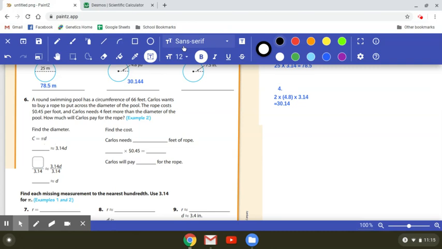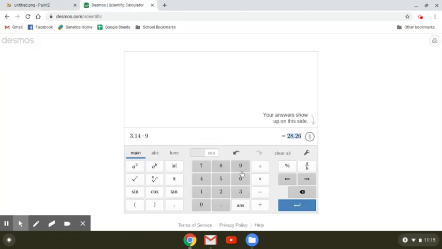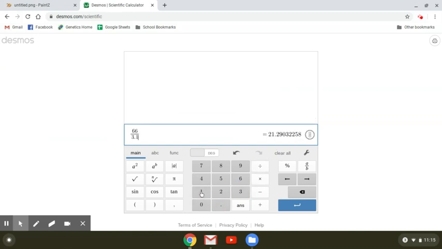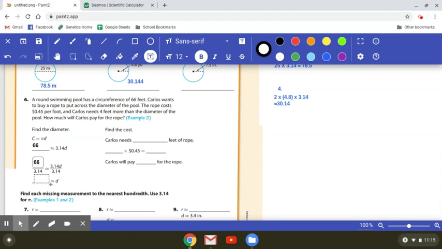So the circumference is 66 feet. So that means that 66 is equal to 3.14 times the diameter, right? So then what we're going to put here is we're going to put 66 feet. And we're going to divide both sides because this is multiplied here. We're going to divide both sides by 3.14. So let's see what that is. 66 divided by 3.14 is 21.02. So our diameter is going to be approximately 21.